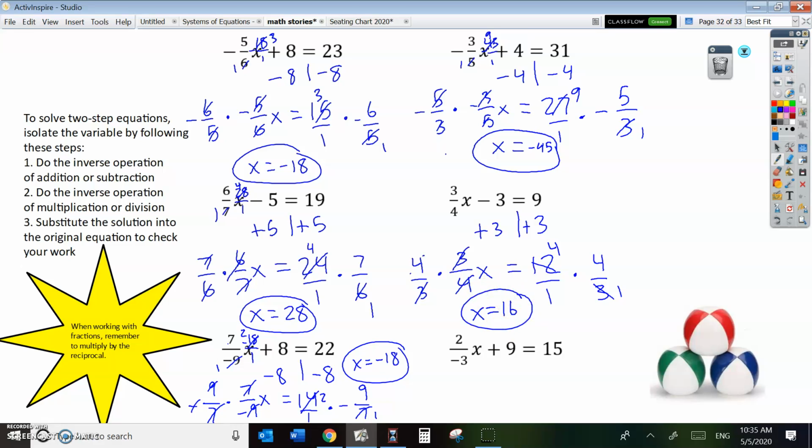Put 16 back in the original equation and see if it works. Cancel, got a 1 and then a 4. 3 times 4 is 12. 12 minus 3 is 9.